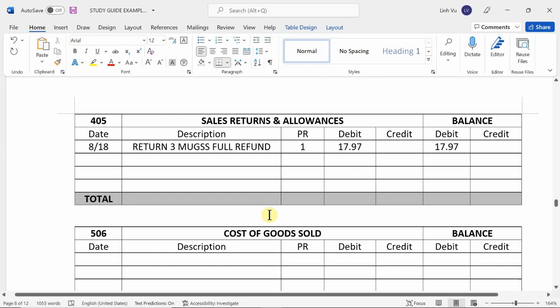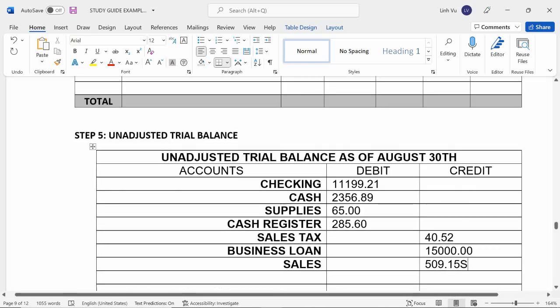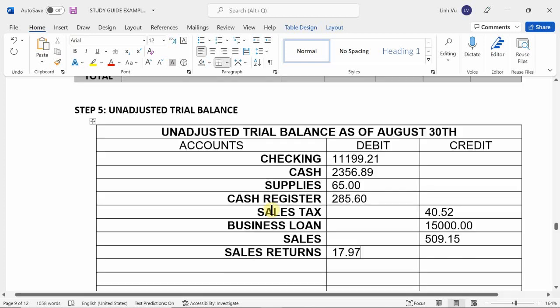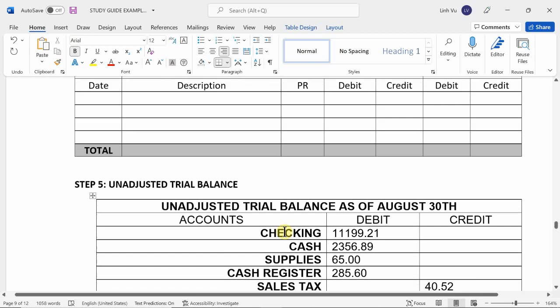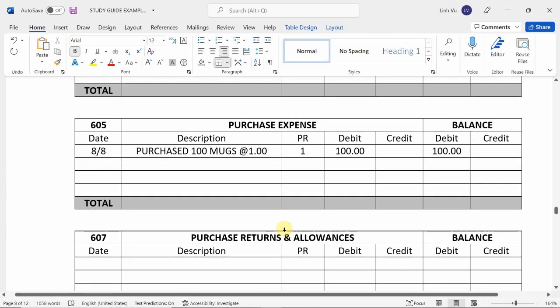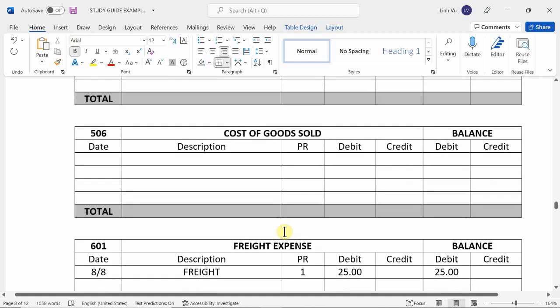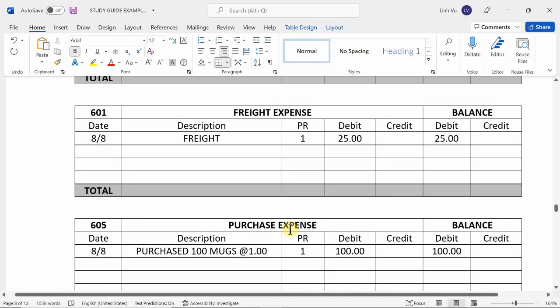Then I have a sales returns and allowances for $17.97. Next is cost of goods sold. I haven't done my periodic inventory conversion yet, so no cost of goods sold.